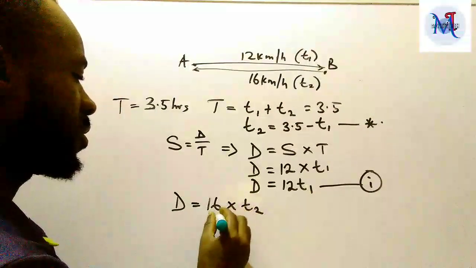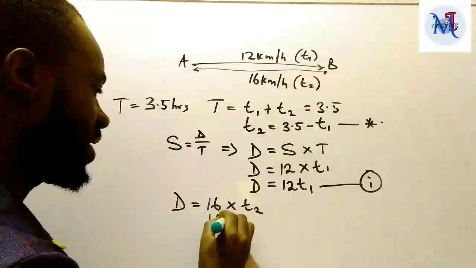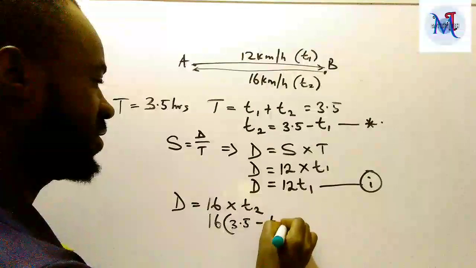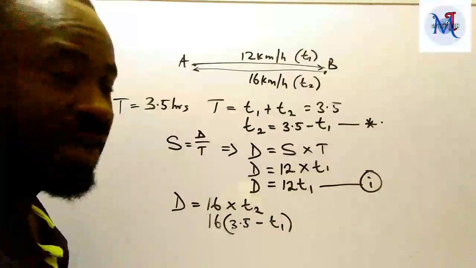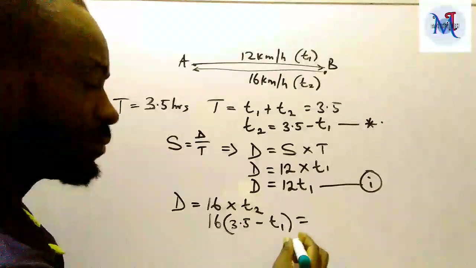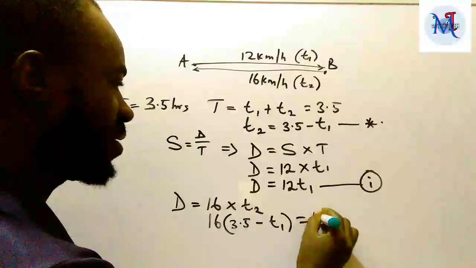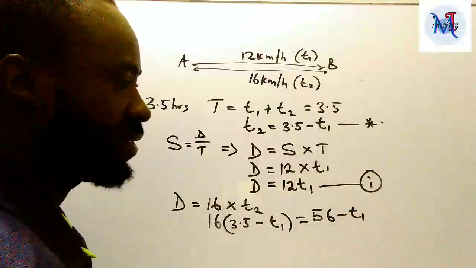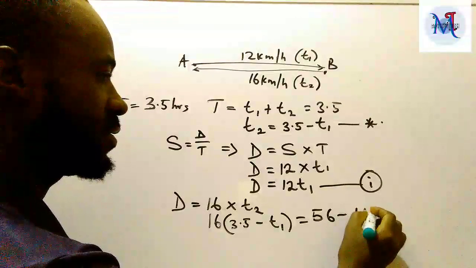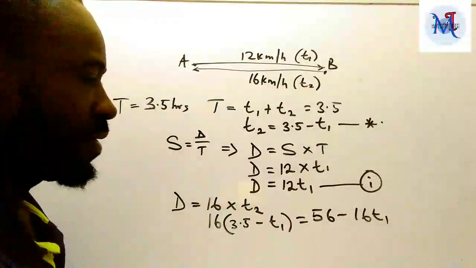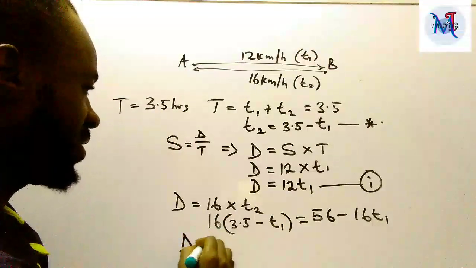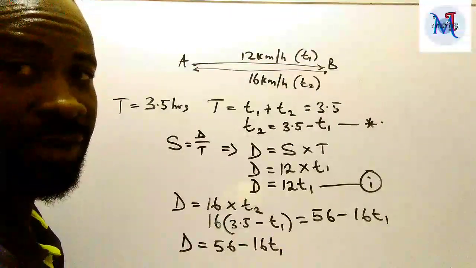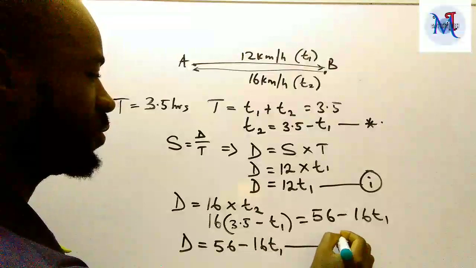Okay, now recall that I said we are replacing this T2 by 3.5 minus T1. So if I multiply that, that will give me 16 times 3.5, that will give me 56. 16 times this, that will give me 16 T1. Now you can see here, I'm having now that my D is equal to 56 minus 16 T1. So I can also call this equation 2.